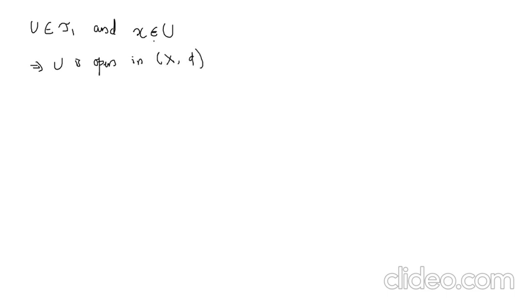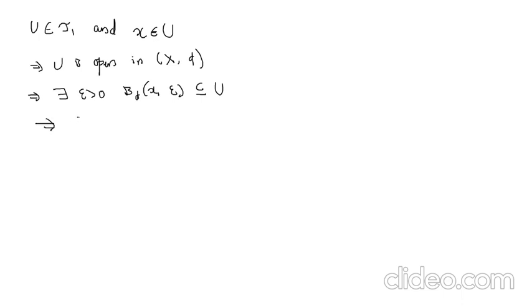Now since x belongs to U and U is open in (X, D), we can say that there exists an epsilon greater than 0 such that B_D(x, epsilon) is a subset of U. So this is the definition for open set in metric space. U is open in (X, D) means for any point x in U there is an open ball with the center x contained in U.